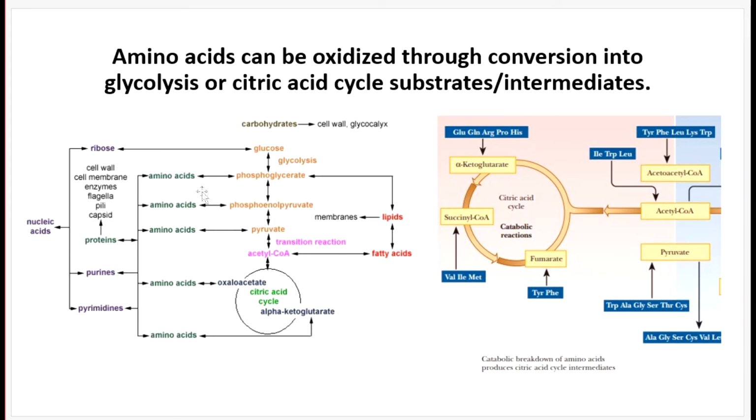Now I'm going to go one level down, where we take those amino acids and use them to generate ATP. Amino acids can be converted into glycolysis intermediates, as you see here, or directly into pyruvate, which can be converted into acetyl-CoA and funneled into the citric acid cycle. Many amino acids can also be broken down and used to replenish citric acid cycle intermediates, such as fumarate, succinyl-CoA, alpha-ketoglutarate, and oxaloacetate. Some can also be degraded directly into acetyl-CoA or a precursor to acetyl-CoA.